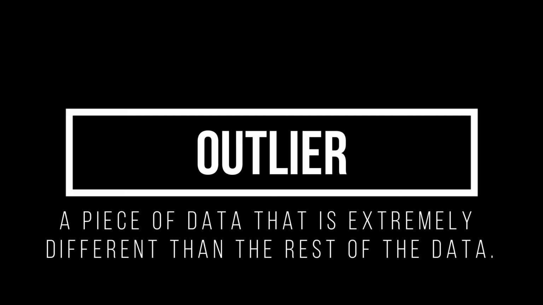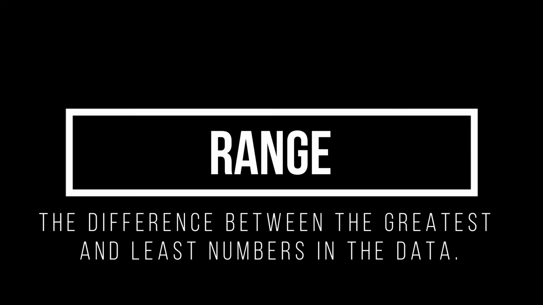This is a piece of data that is extremely different than the rest of the data. So if we're buying apples, for example, and every apple is $1, and then there's this one apple that we pay $25 for, that is a unique position. That's probably the poisoned apple that the witch put together. So that will skew the rest of the data. This is an outlier. It's not like all the other ones. It's different. Next vocabulary word is range.